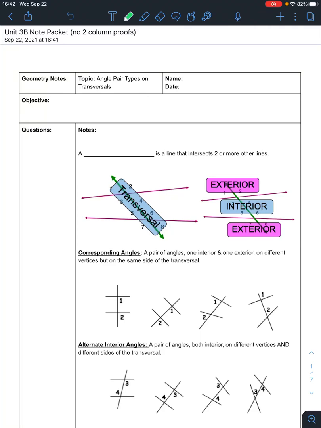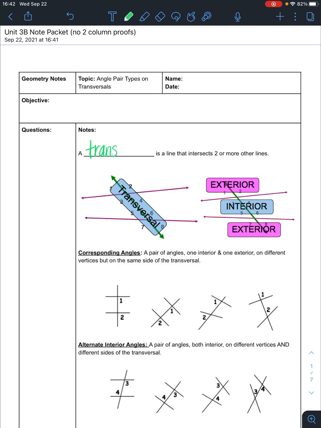So we're going to start a new unit on parallel lines. And what we want to do is find out the relationship between parallel lines and the angles that are formed. But first, before we do that, let's talk about different angle pairs that are formed when you have a line, which is called a transversal.